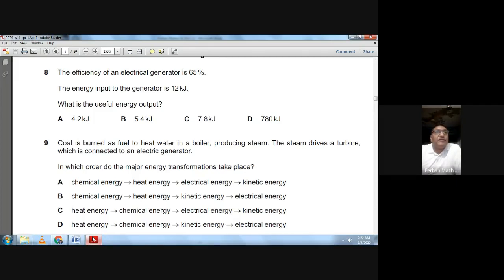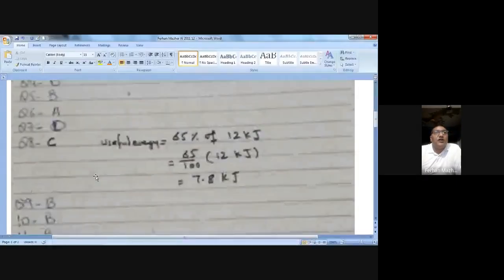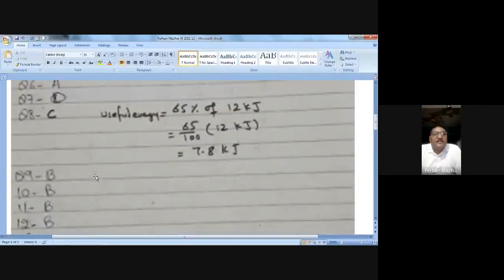I have done this on paper. Let me show you. Yeah, on your screen you can see this. Question number 8. Useful energy will be 65% of the 12 kilojoules. So 65 by 100 into 12 kilojoules, and the answer will be 7.8 kilojoules. So for question number 8, C is the option.